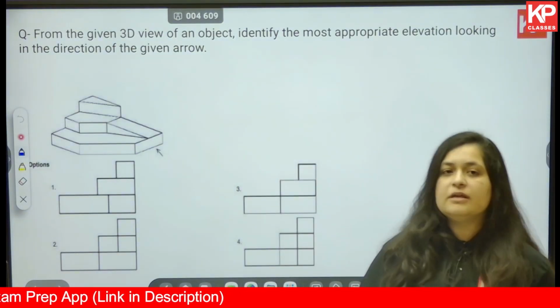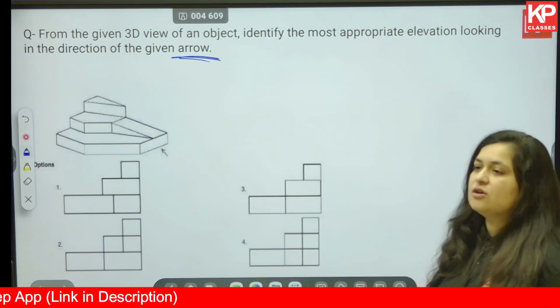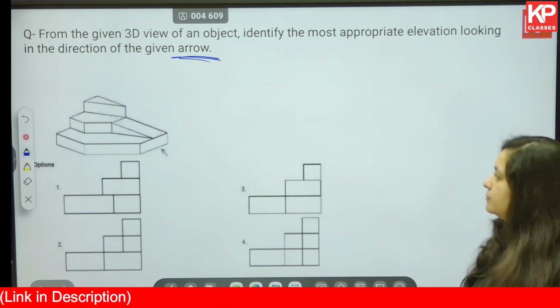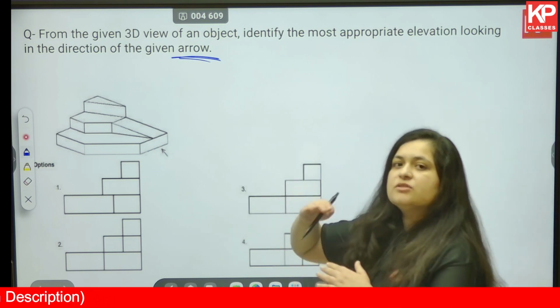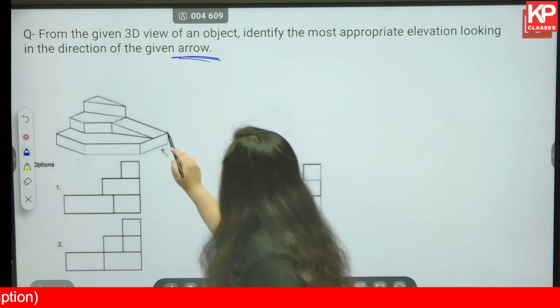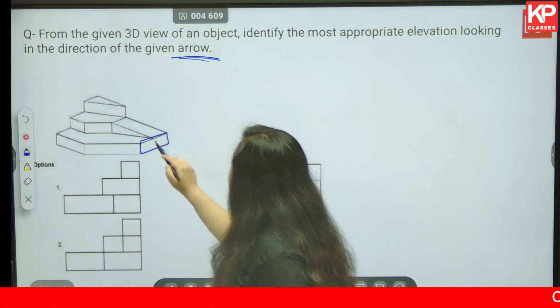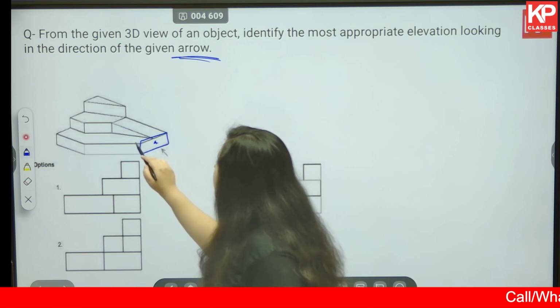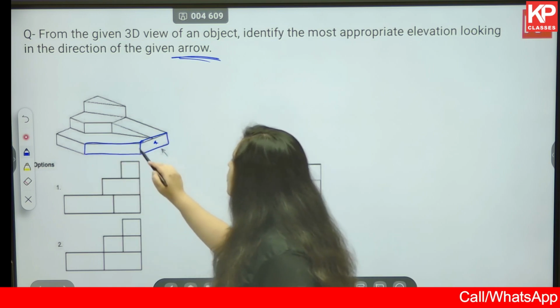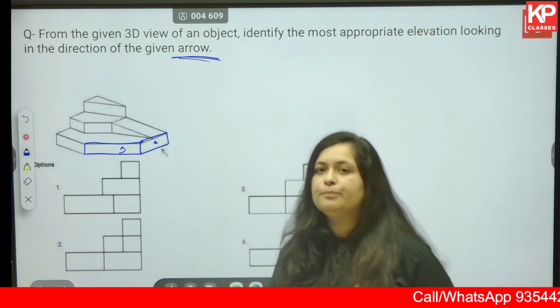Okay, moving on to the next question. Look at this object very carefully. Okay, now let us go level by level. First of all, you have this one rectangle that you are able to see. This is A. You are able to see another rectangle over here, which is rectangle B.